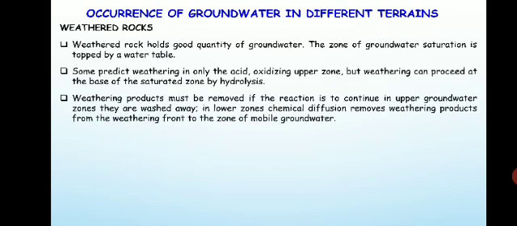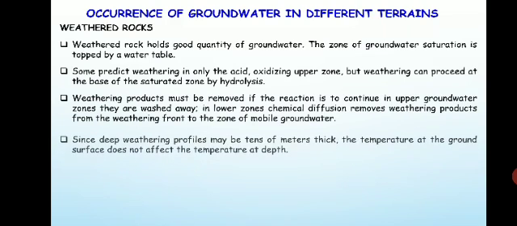So they are washed away by water. And in the lower zone, what happens is that chemical diffusion removes the weathering products. The rock will break down, and those broken rock fragments are removed in the lower zone by chemical diffusion, a chemical process that removes the weathering product from the weathering front to the zone of mobile water. So all the weathered material is removed by chemical diffusion.